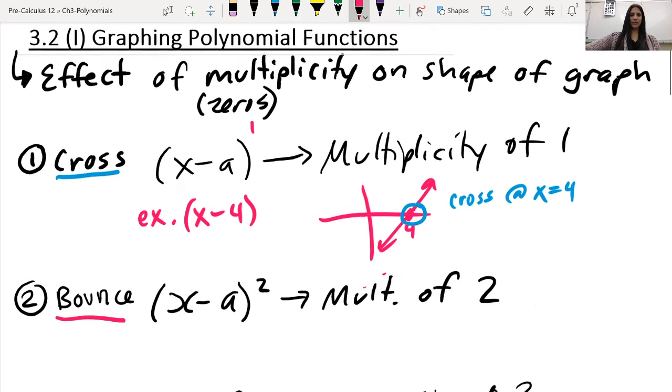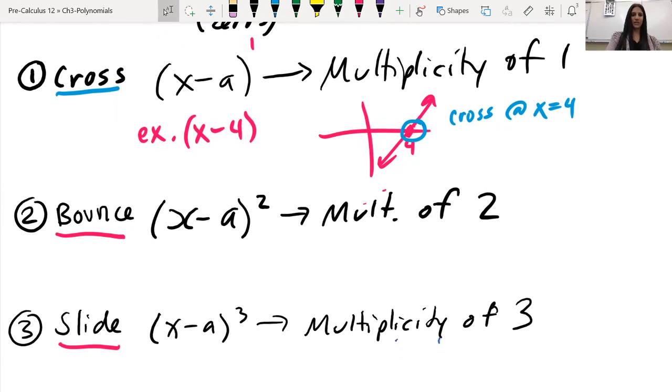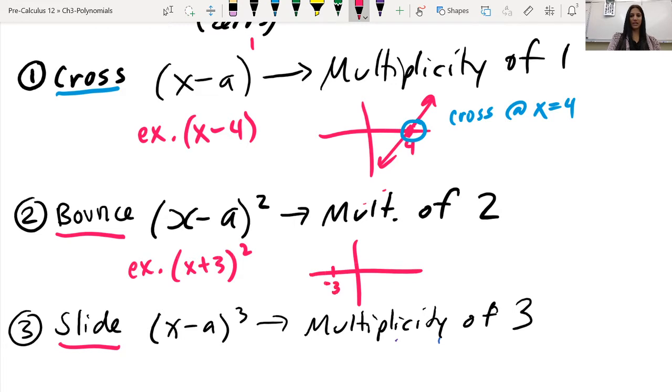Okay, so then if we move on to a bounce, maybe I'll give you another example here. A bounce happens when we have an exponent of 2, so a multiplicity of 2. An example of what that might look like is, let's say I give you (x plus 3) squared. If I go to graph that out, I know that at minus 3, I'm going to put a little dot there. Something's happening at minus 3, and you've actually done these before.